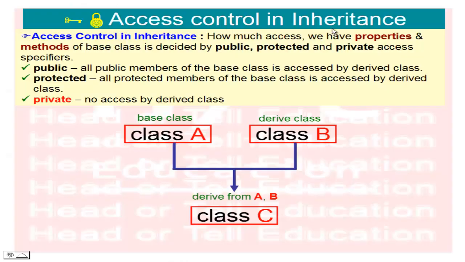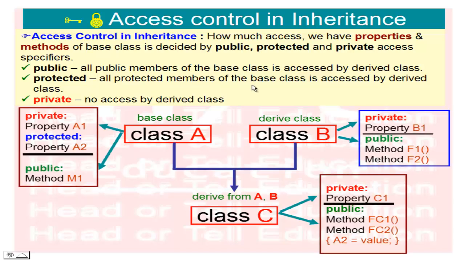Access control in inheritance. How much access we have to the properties and methods of the base class is decided by the public, protected and private access specifiers. If public, all public members of the base class are accessed by the derived class. If protected, all protected members of the base class are accessed by the derived class. Private, no access by the derived class.